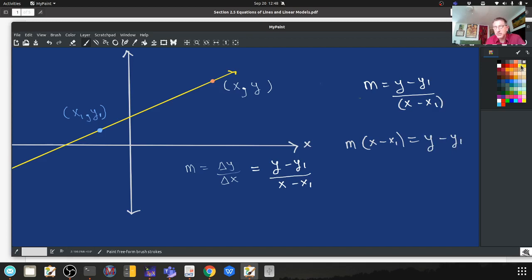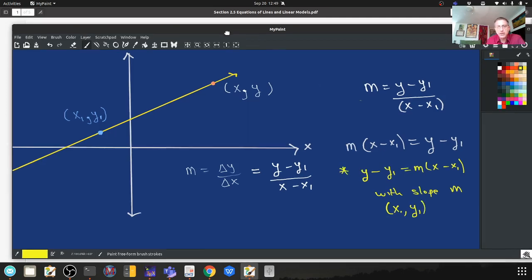And that indeed is the point-slope form of the equation of a line, except we normally write y minus y1 is equal to m times x minus x1. And what is this? It's an equation of the line with slope m. So the slope has to be defined, so this won't work for vertical lines, that passes through the point x1, y1. And this is a really, really handy equation.